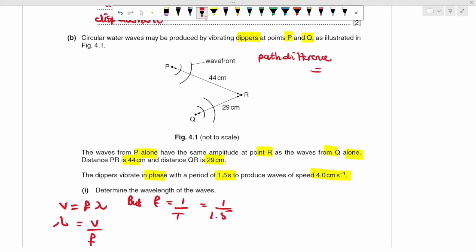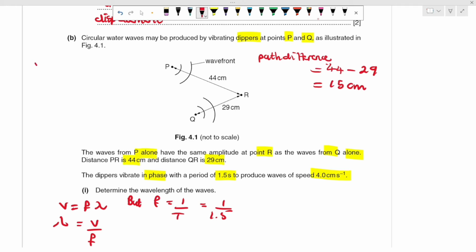So if you have 2 waves coming from 2 specific points, reaching one specific point, path difference is basically the difference in the path that those waves have taken. So in this case, the difference in the path would just be 44 subtract 29, which is 15 centimeters. Don't get lost, guys. Right, so we have two rules. We have two kinds of interference. Interference just means the effect that we see when waves meet at a point.